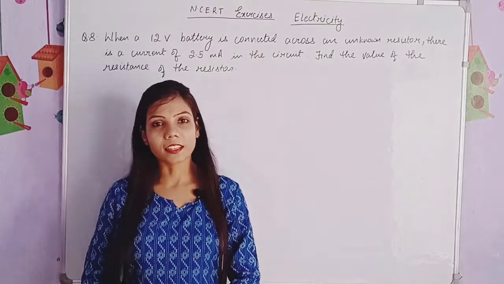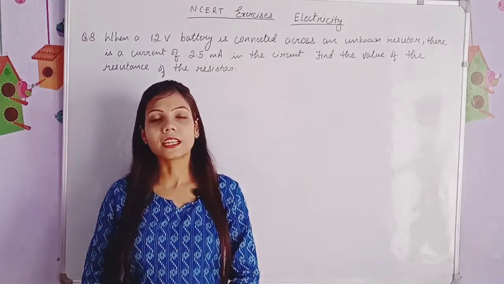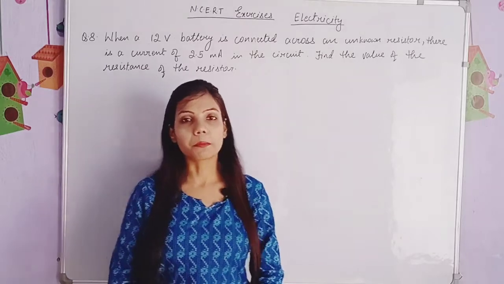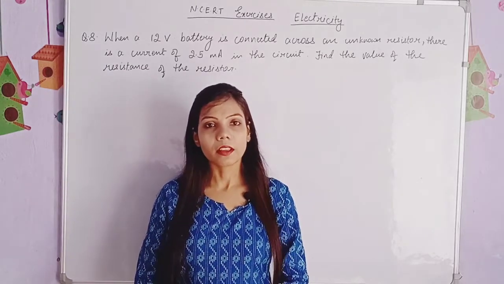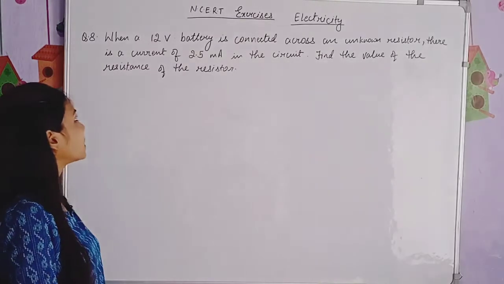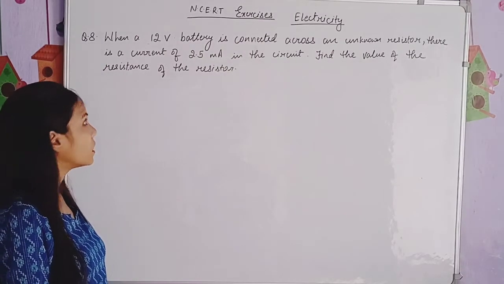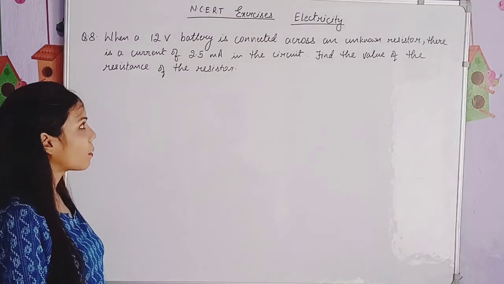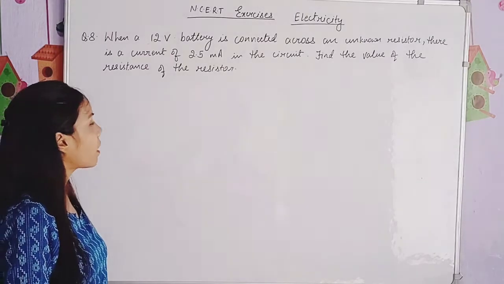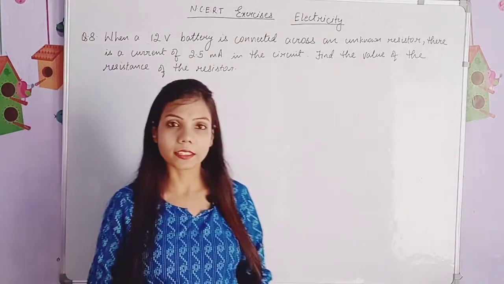Hello students, in this video we will practice NCERT exercise question from the chapter electricity, question number 8. The question says, when a 12 volt battery is connected across an unknown resistor, there is a current of 2.5 milliampere in the circuit. Find the value of the resistance of the resistor.